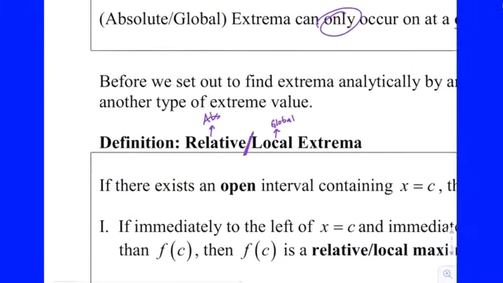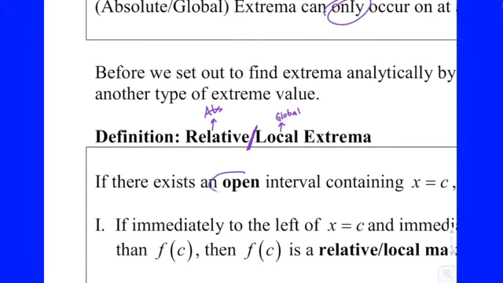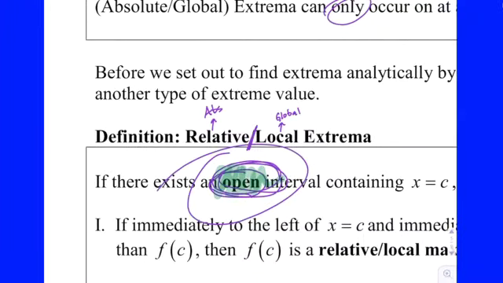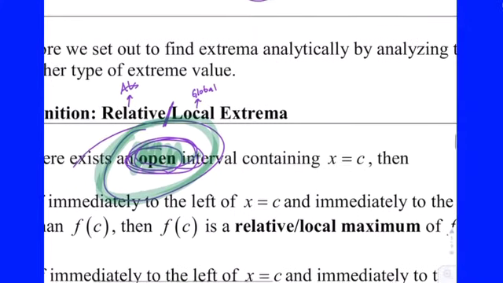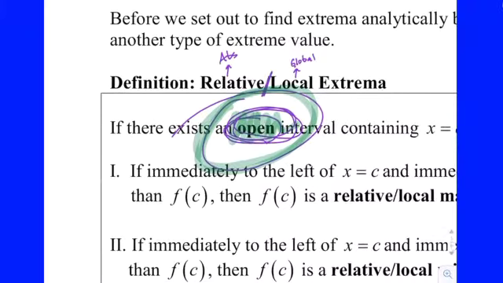Okay, cool. So what are these and how are they similar to the other ones? Well, very, very important: if there exists an open interval, that's important. I'm going to circle that, highlight that, circle it again, then highlight that circle. An open interval. If there's an open interval containing an x value, that means values live to the left and right of it, immediately to the left and immediately to the right.